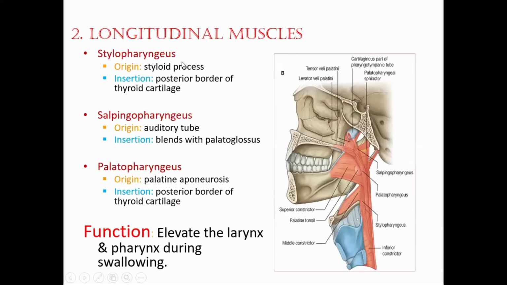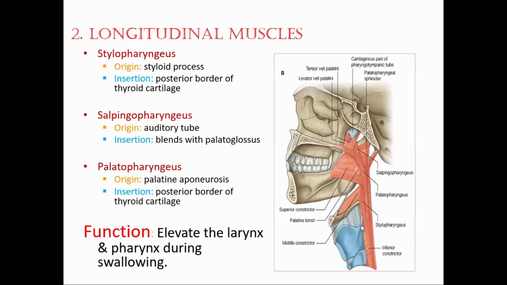Now the longitudinal muscles. The inner layer is longitudinal muscle, the outer is circular, which is named the constrictor muscle. The longitudinal muscles are also three in number: the stylopharyngeus, salpingopharyngeus, and the palatopharyngeus. Their insertion is common.